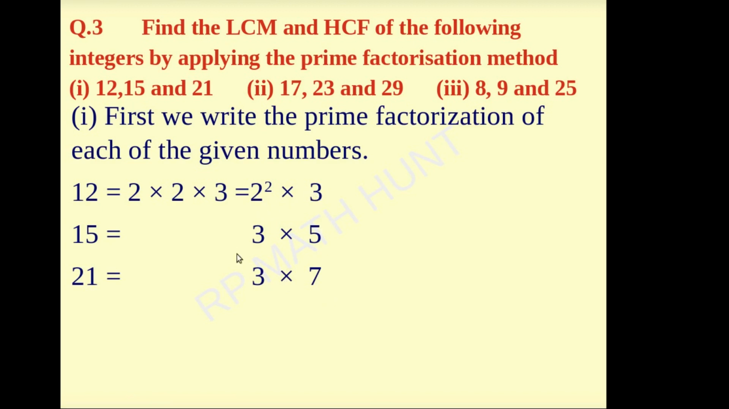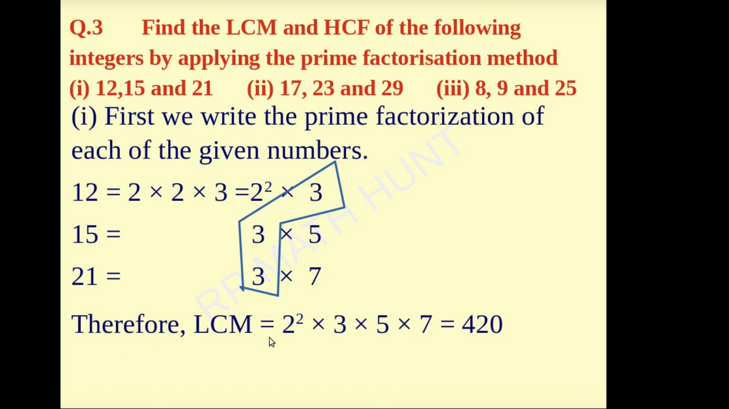For LCM, we have to take the factors which are not common first. Again, only one time we have to take the common ones. 2 square into 3 into 5 into 7, that is 420, is the LCM of 12, 15, 21. HCF is the common factor.